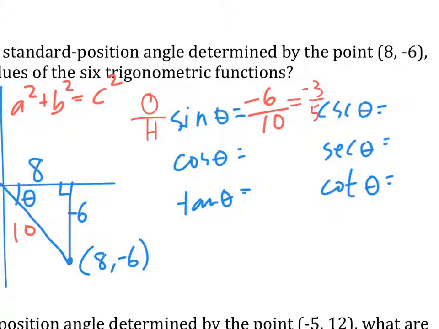All right, cosine is the same. Cosine is what side over what side? Look at your SOHCAHTOA. Adjacent over hypotenuse. So adjacent, next to the angle, is 8. Hypotenuse is 10, so 8 over 10.